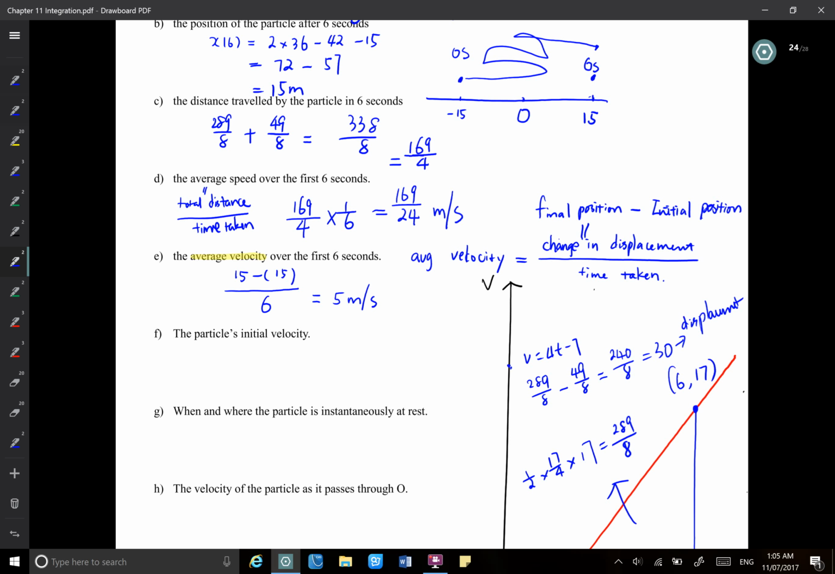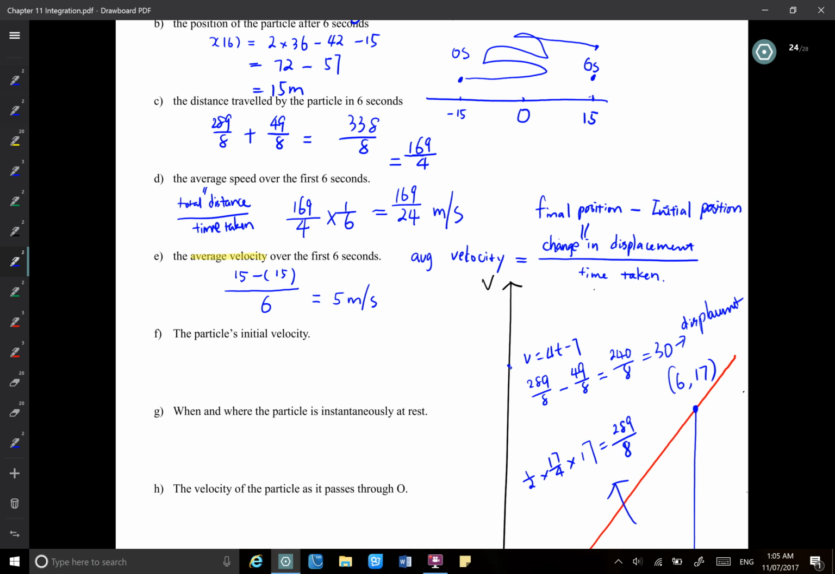Okay, average speed is always positive because your distance is always positive. But the average velocity can be positive or negative or even 0. So it really compares where the final point is compared to the original starting point. So that's how we find average velocity and average speed.